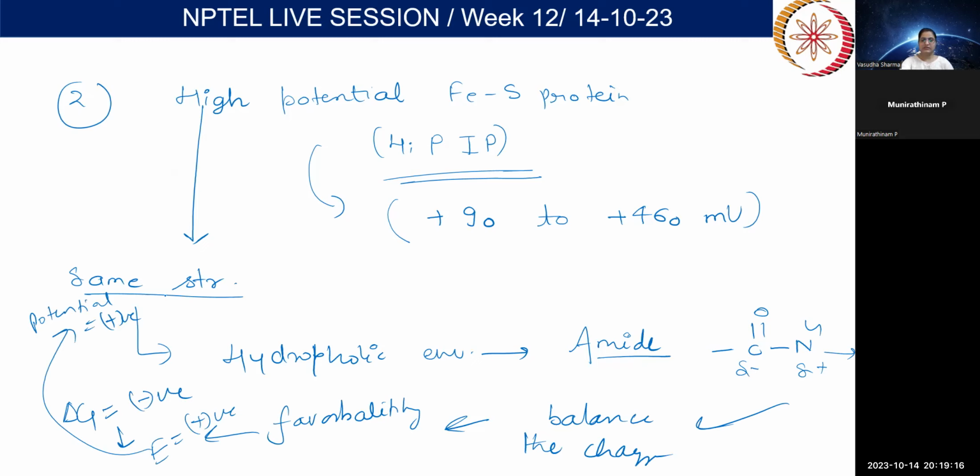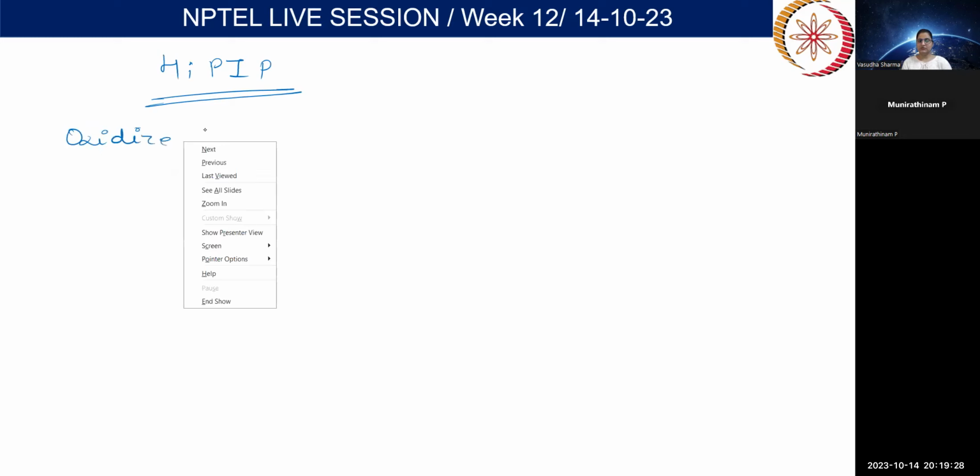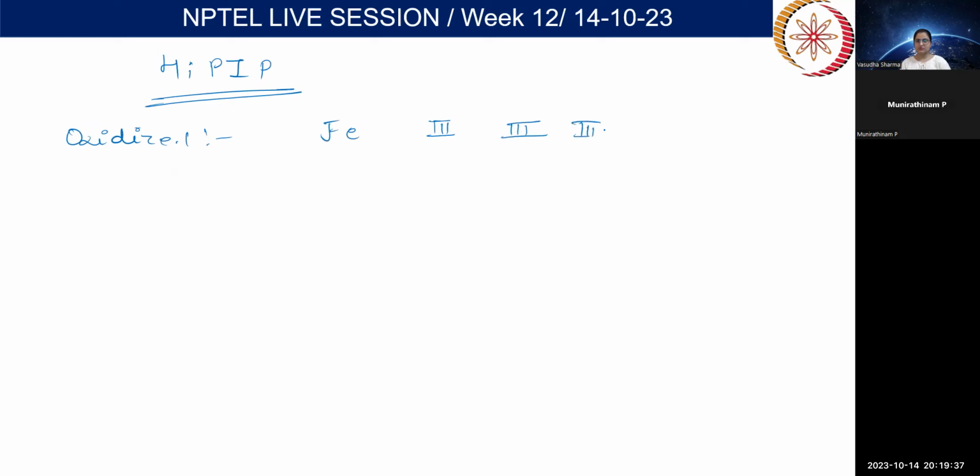And in this particular case, HiPIP, high potential iron sulfur protein, in the oxidized state, earlier it had 2 positive, 3 positive and 2 positive. Here there are 3 positives, 1 2 positive, and in the reduced state 3, 3, 2 and 2. So it's the opposite of what we had in the ferredoxin cases. So now, how do we identify which one is what?